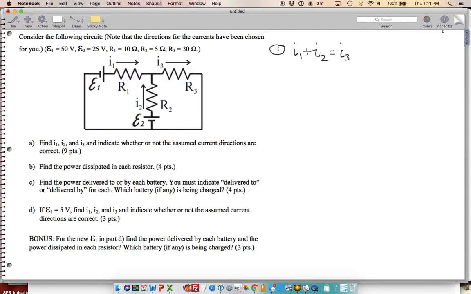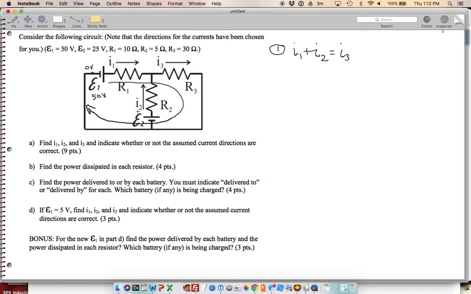And then there are three loops here. So the way I think about a loop is if I start here and I call this 0 volts, and as I go across the battery, when I go from the negative side of the battery to the positive side of the battery, I gain that voltage. So I know that voltage is 50 volts. I think I'll do this path first.